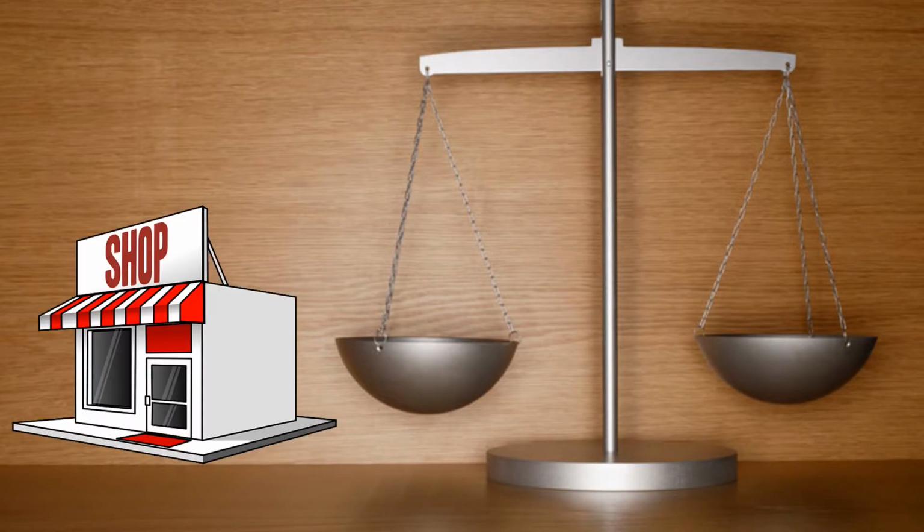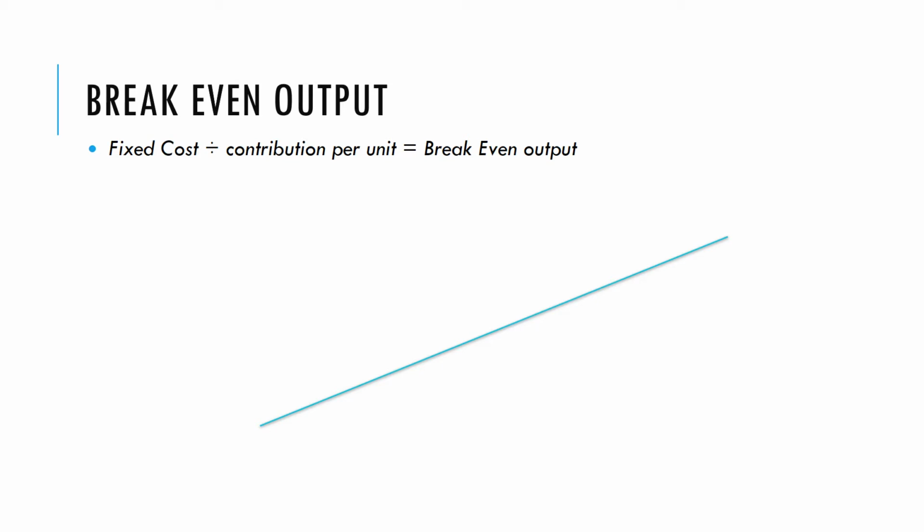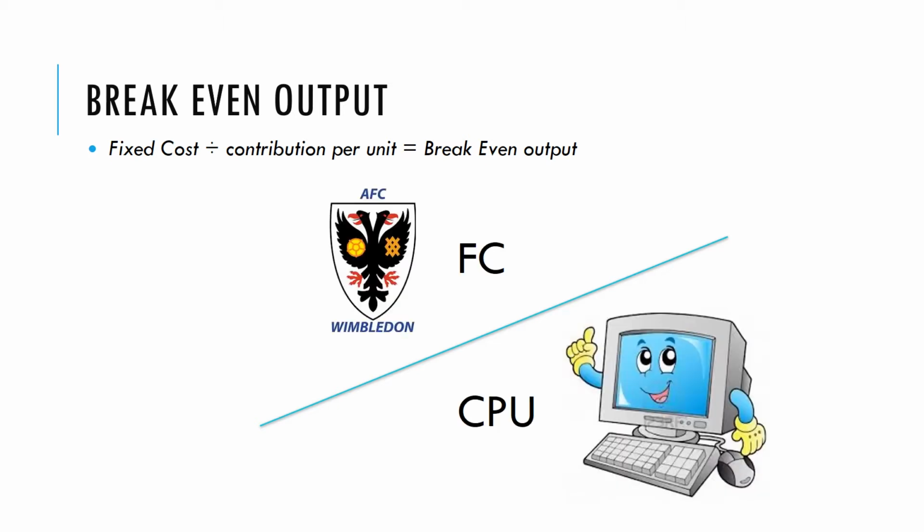So far we've looked at the financial position of a business, and we said that break-even exists when total revenue equals total costs. We also said that to work out the break-even output, the number of units a firm needs to sell in order to break even, we use this formula: fixed cost divided by contribution per unit.